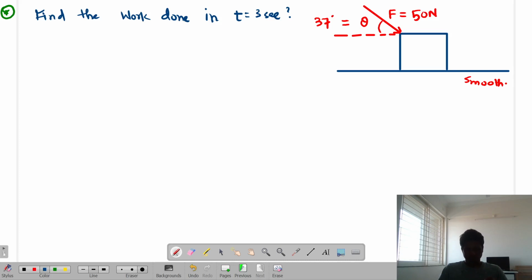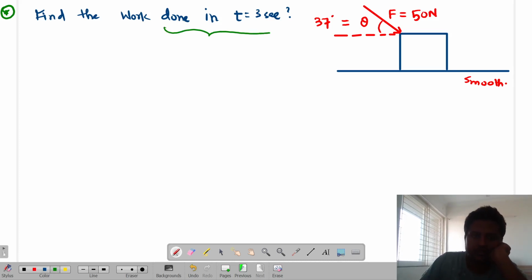बताओ क्या होगा। You have to find the particular work done in 3 seconds. क्या होना चाहिए? अच्छा देखो, क्वेश्चन पहले समझो। पूछा है find the work done in t is equal to 3 seconds.